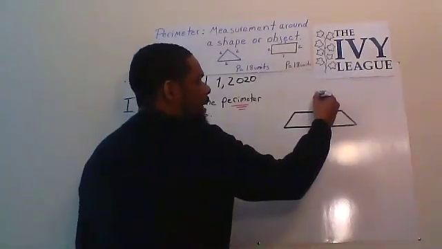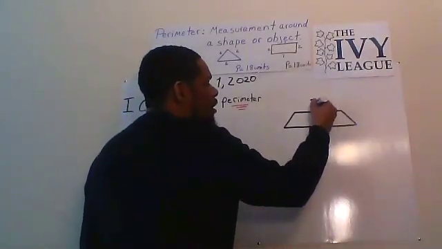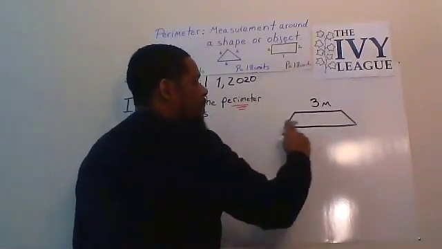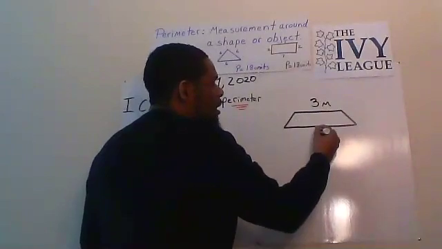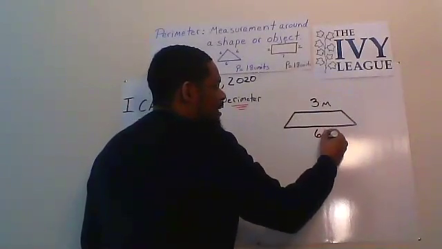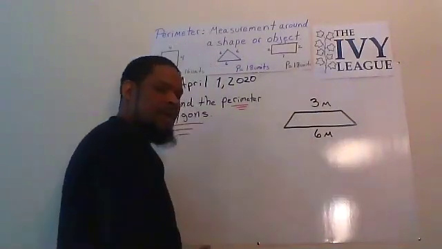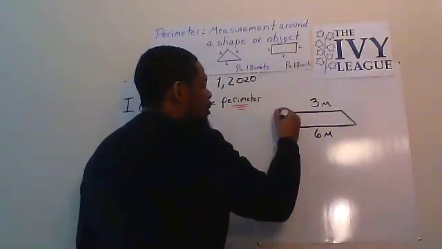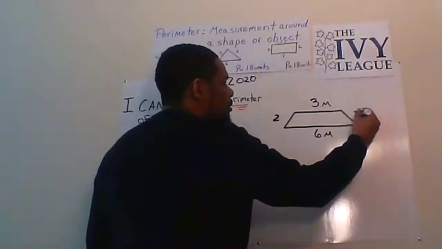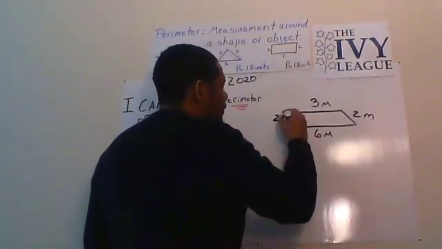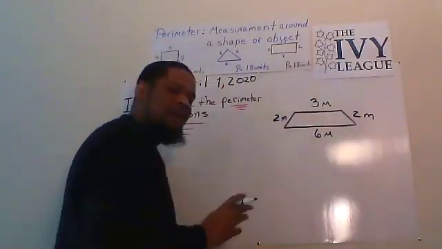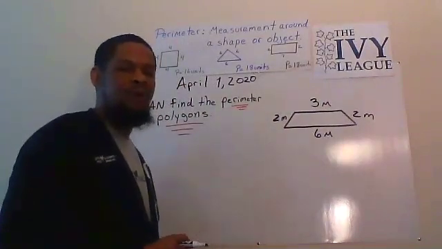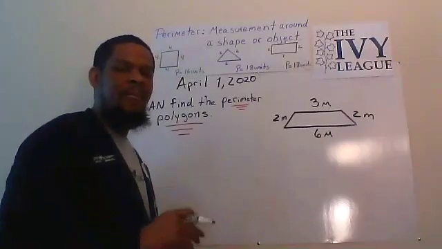Let's say the top side length of the trapezoid is 3 meters. That is our unit. The bottom, 6 meters. And let's say the left and right side of our trapezoid is 2 meters. Let's go ahead and take 40 seconds to find the perimeter of this trapezoid. Begin.